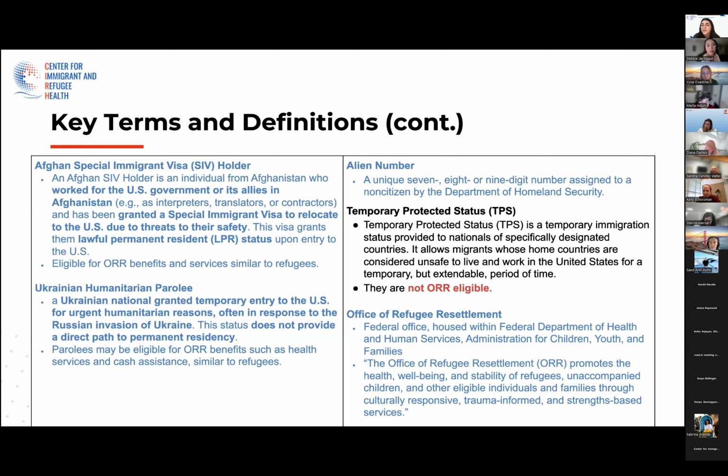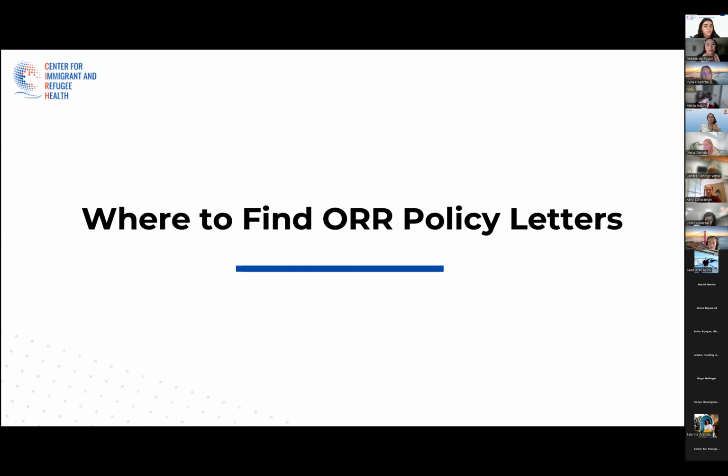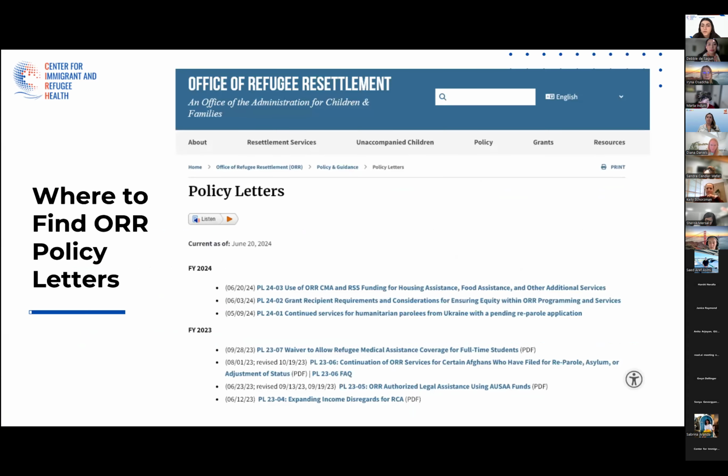And ORR, the Office of Refugee Resettlement, is a federal office housed within the Federal Department of Health and Human Services, Administration for Children, Youth, and Families. And they promote the health, well-being, and stability of refugees, unaccompanied children, and other eligible individuals. Next slide, please. Okay, so now we'll go over where to find ORR policy letters.